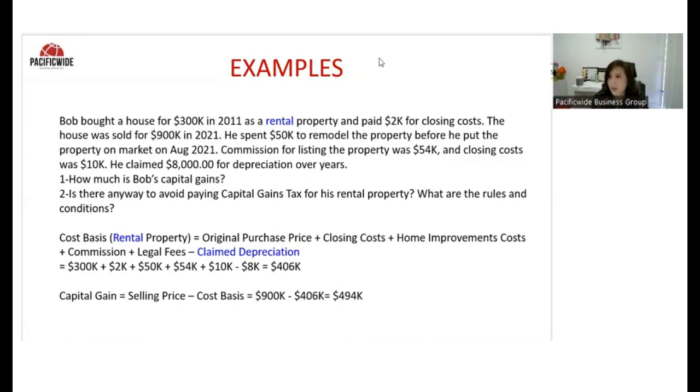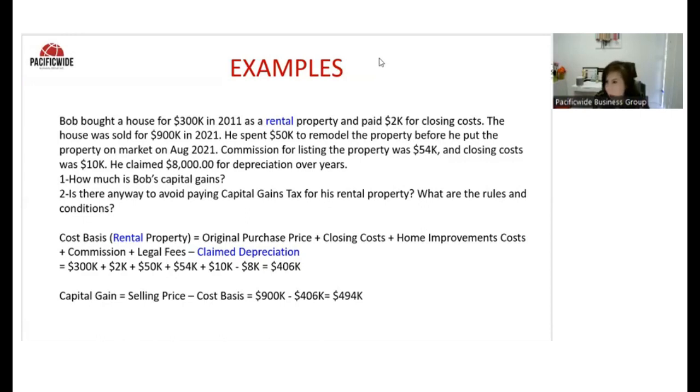So I just plug the numbers into the formula, but the only difference this time is that I have the depreciation number, in this case $8,000. Actually, his cost basis is 406,000. His capital gains is his selling price minus his cost basis, and the capital gains in this case is 494,000, almost 500,000.